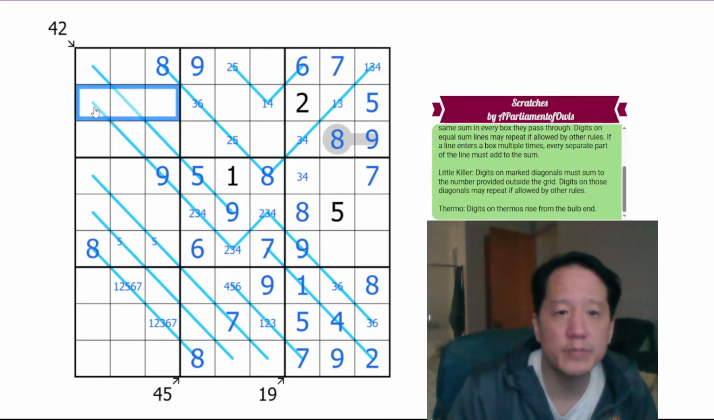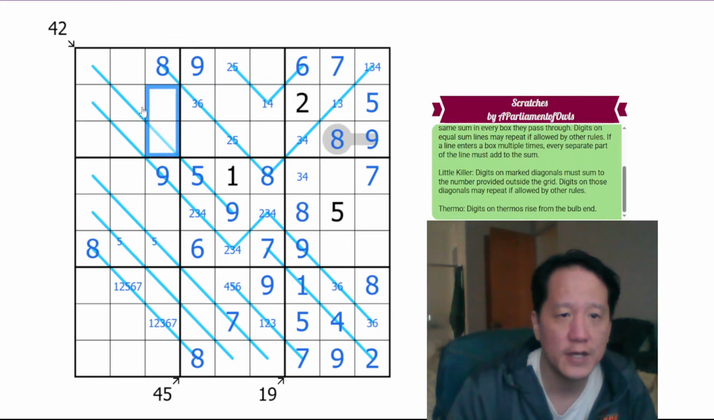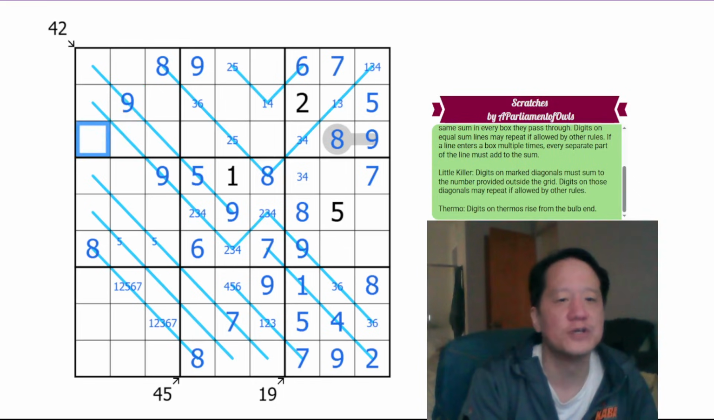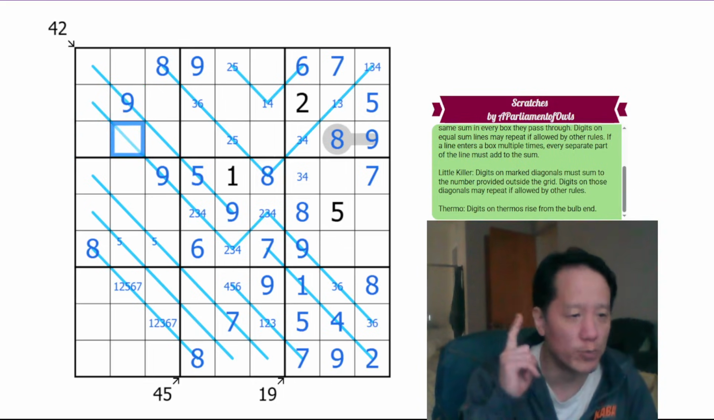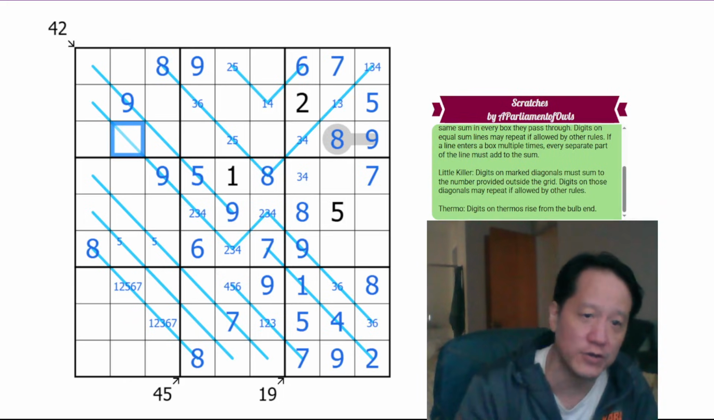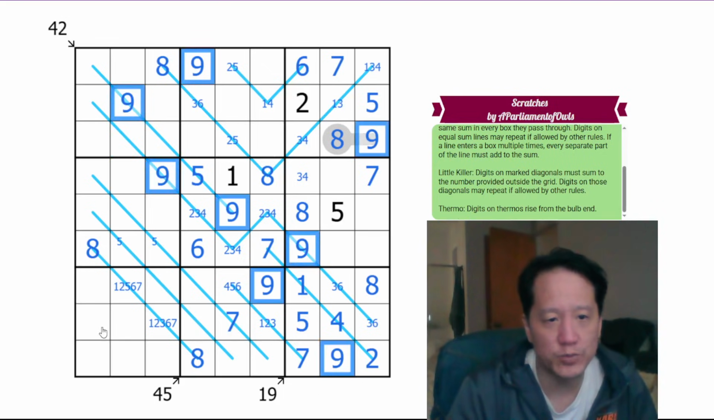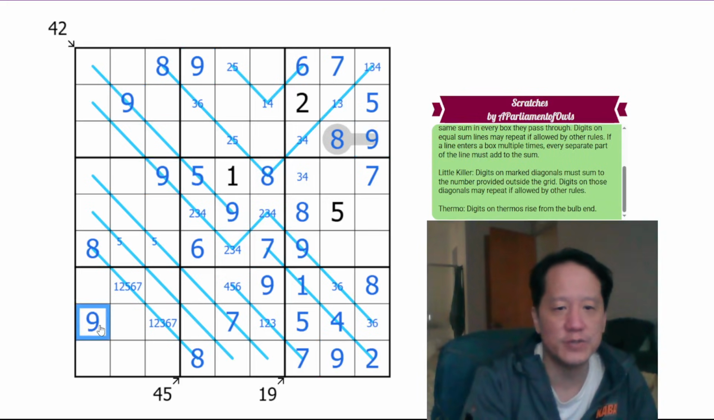Where can 9 be in row 2 now? Can't be here because of 9's in the box. Can't be here because of 9 in the column. And it cannot be here because 9 plus another digit is never going to add up to 9. So this must be 9 here. Sorry, 9 plus another normal Sudoku digit cannot add up to 9. If you had zeros possible, then you could. But anyways, this has to be 9. We have 8 9s. We know where the last 9 has to be. It has to be there.